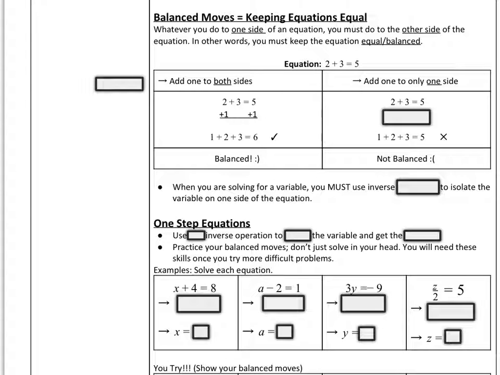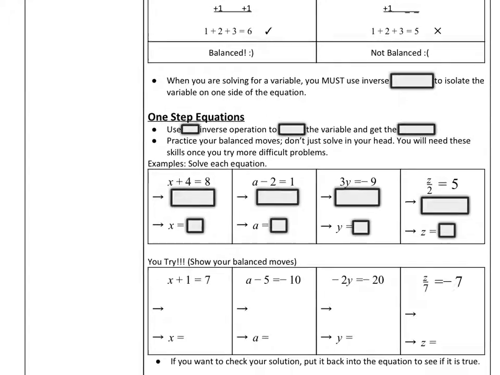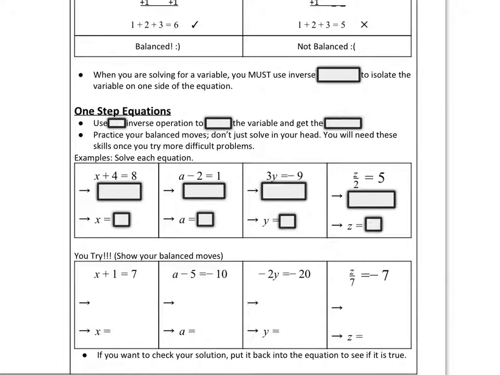Over here, if we only add 1 to one side of the equation, 2 plus 3 equals 5, let's just add it to the left side of the equation. That's going to give us 1 plus 2 plus 3 equals 5. This is not balanced. So we have to keep balance on both sides of the equation. When you are solving for a variable, you must use inverse operations to isolate the variable on one side of the equation. You have to use these inverses to get the variable by itself.